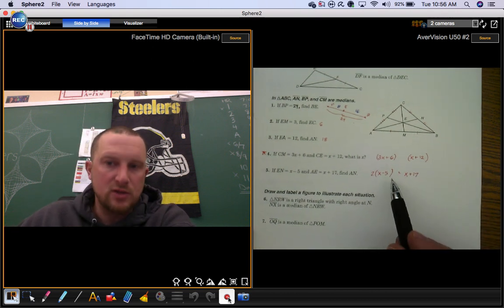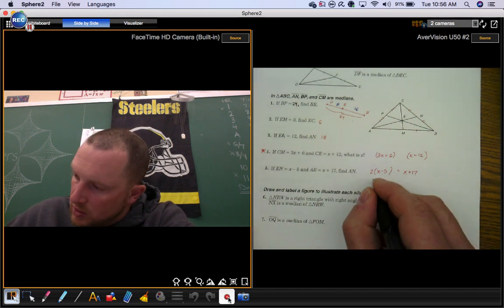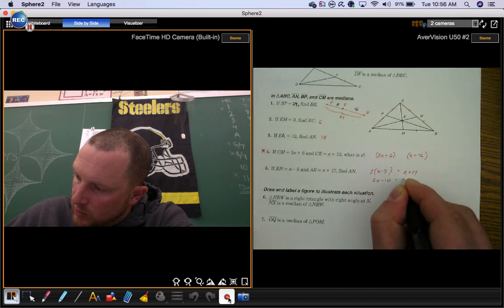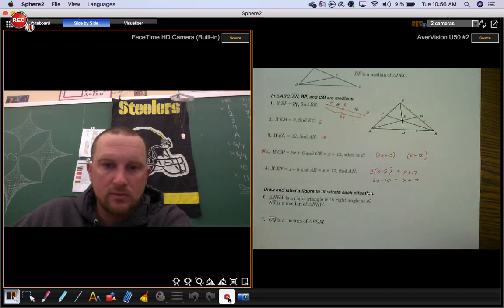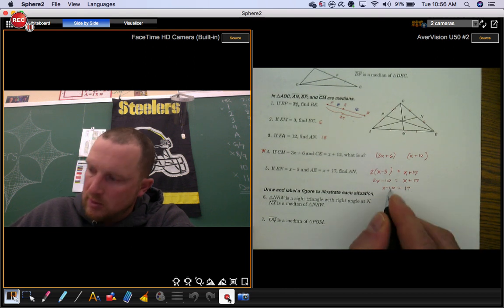So this is the equation you use in number 5. We're going to multiply or distribute this 2 over the quantity. So we're going to get 2x minus 10 equals x plus 17. We'll subtract x from both sides, then add 10 to both sides.